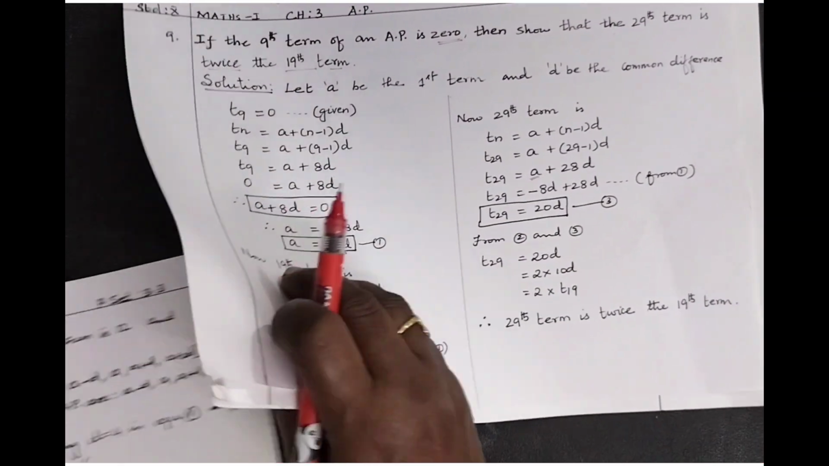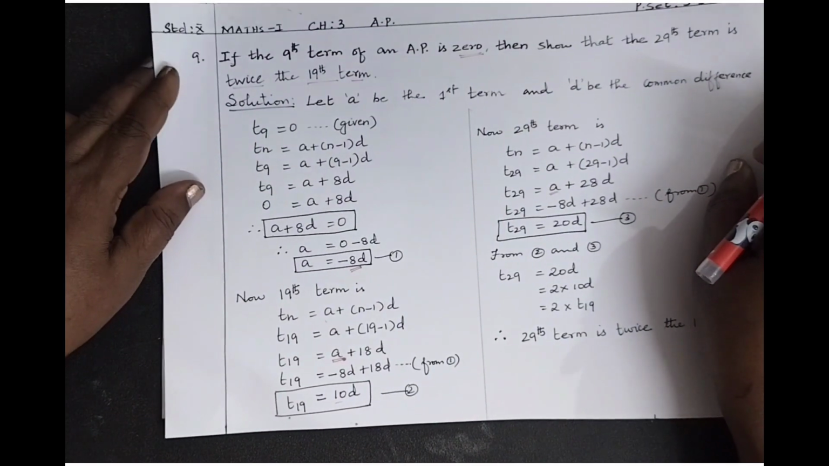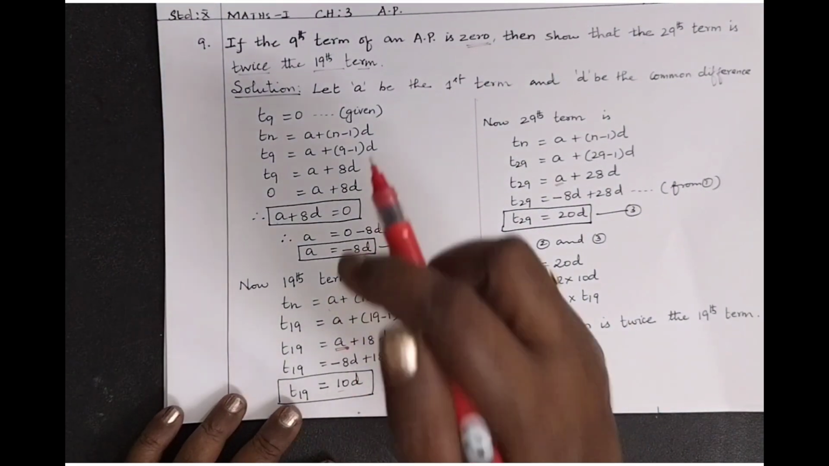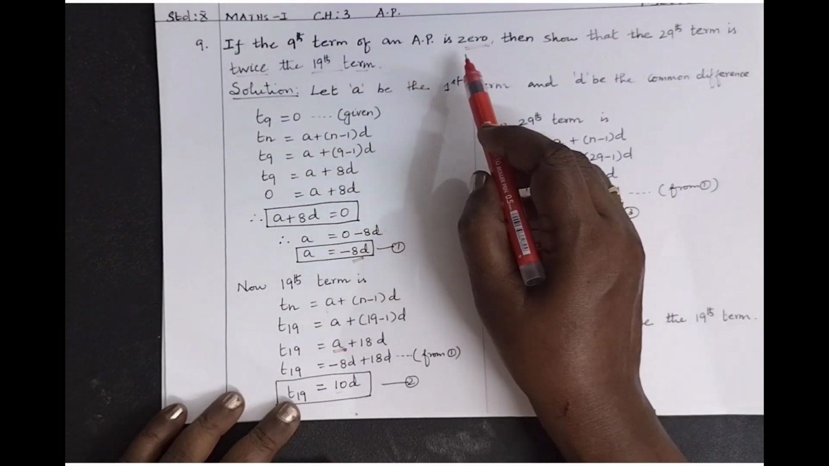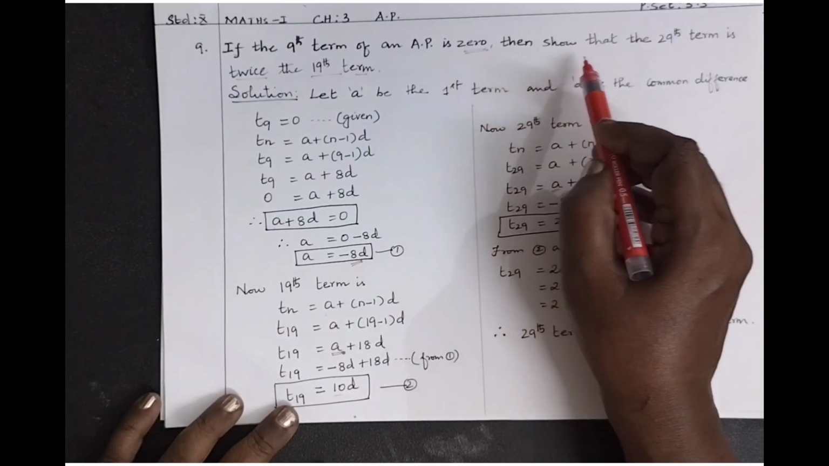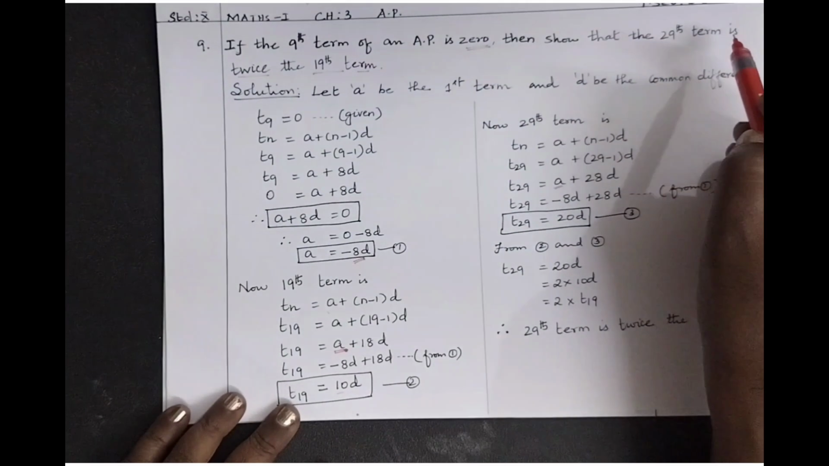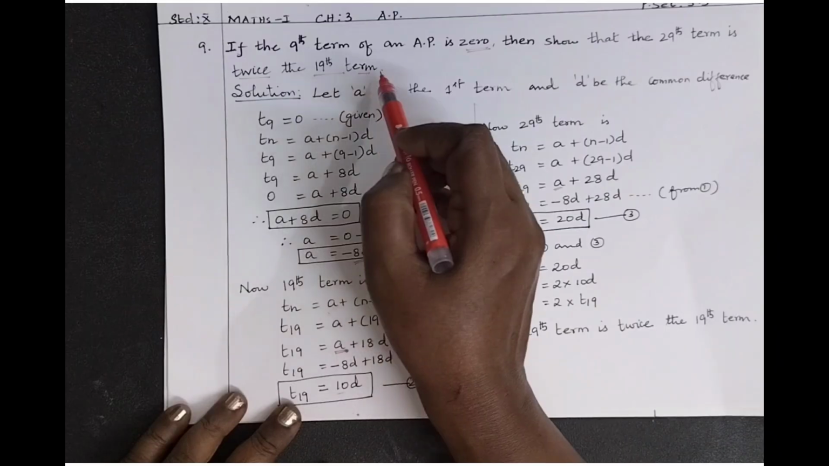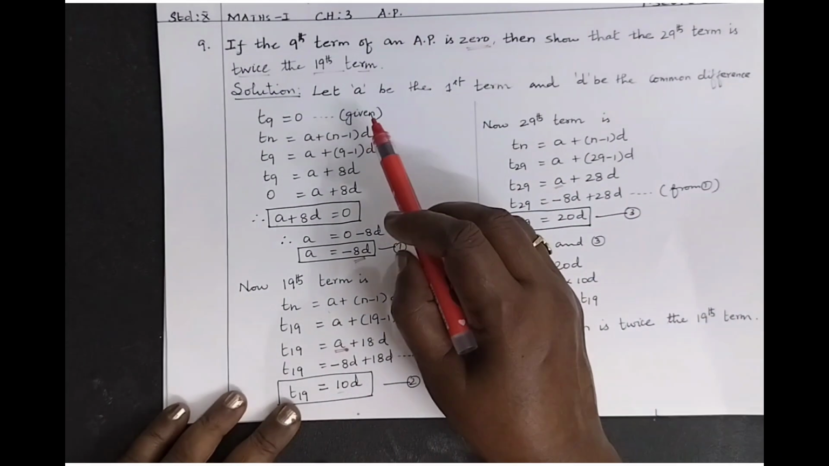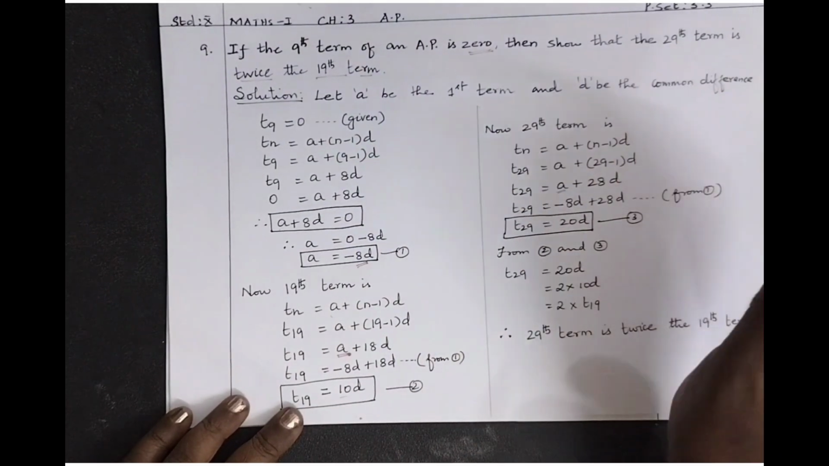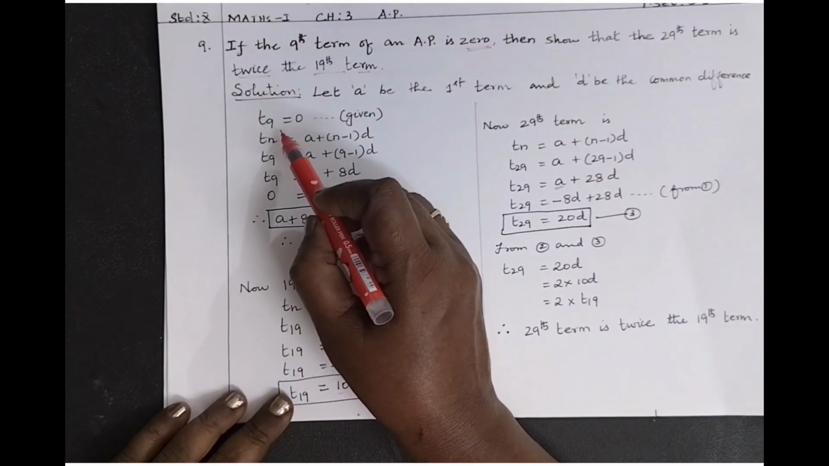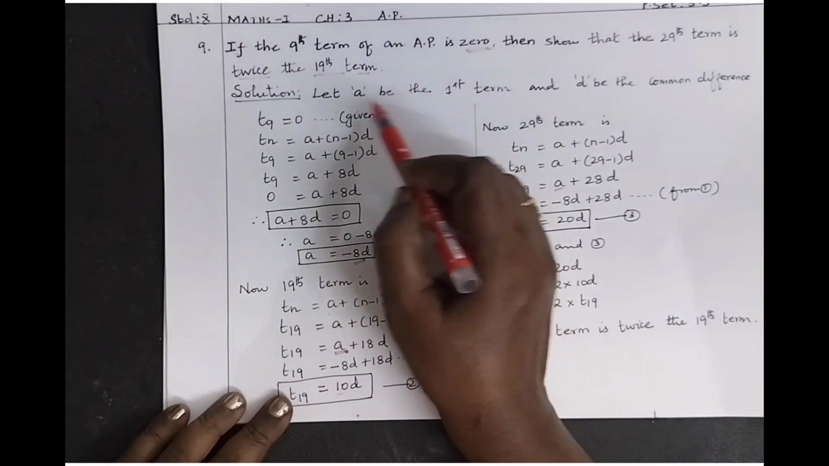Next, ninth sum. If the ninth term of an AP is 0, then show that the 29th term is twice the 19th term. Now a is the first term and d is the common difference here. T9 is equal to 0. This is given for us.